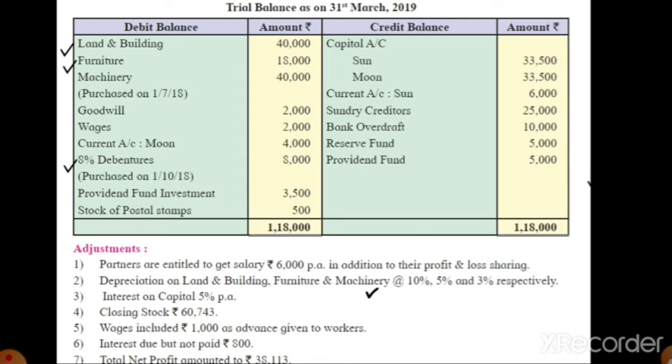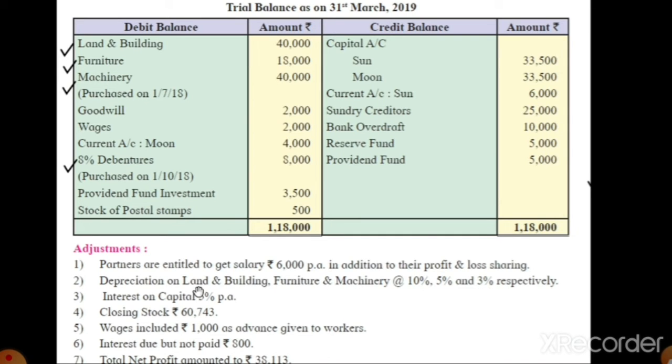So when we calculate the depreciation on machinery, we just keep it in mind that machinery depreciation we calculate from 1st July. It means total 9 months depreciation we have to calculate there. Okay, so on land and building we charge the depreciation at 10%, on furniture we charge the depreciation at 5%, and on machinery we charge the depreciation at the rate of 3%.